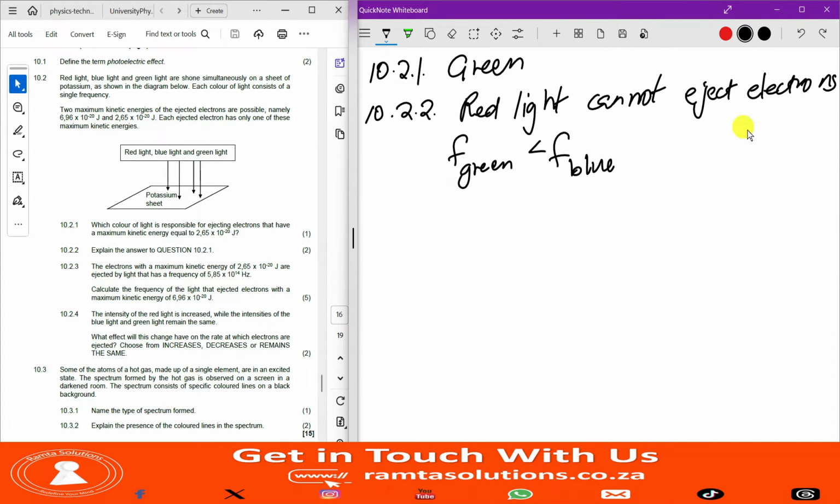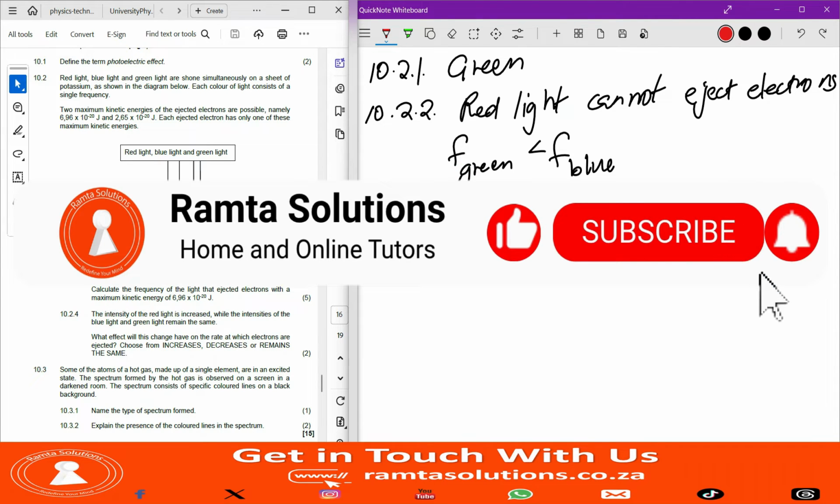If you recall from your formula, guys, energy of a photon is equal to work function plus maximum kinetic energy. So energy of a photon minus work function is equal to maximum kinetic energy. If the frequency gets higher, the difference will be bigger. Hence, the electrons of the green light will have a lower kinetic energy. Because the frequency of the blue light is higher, the EK max will be higher. Great.